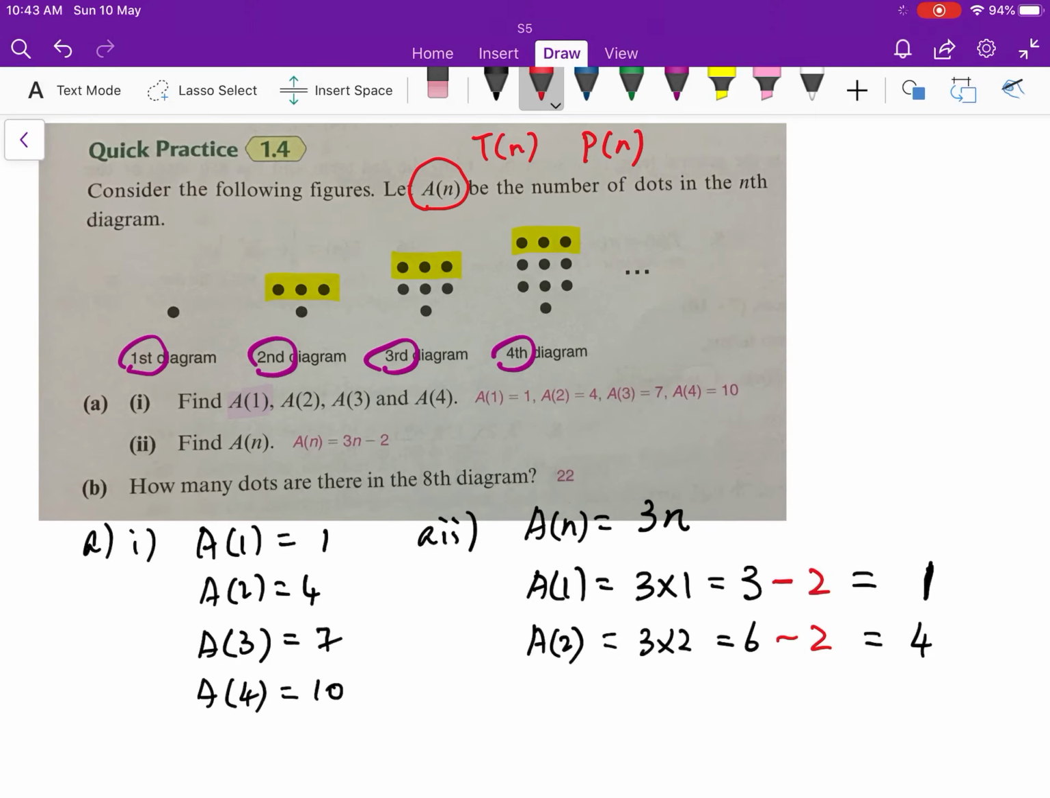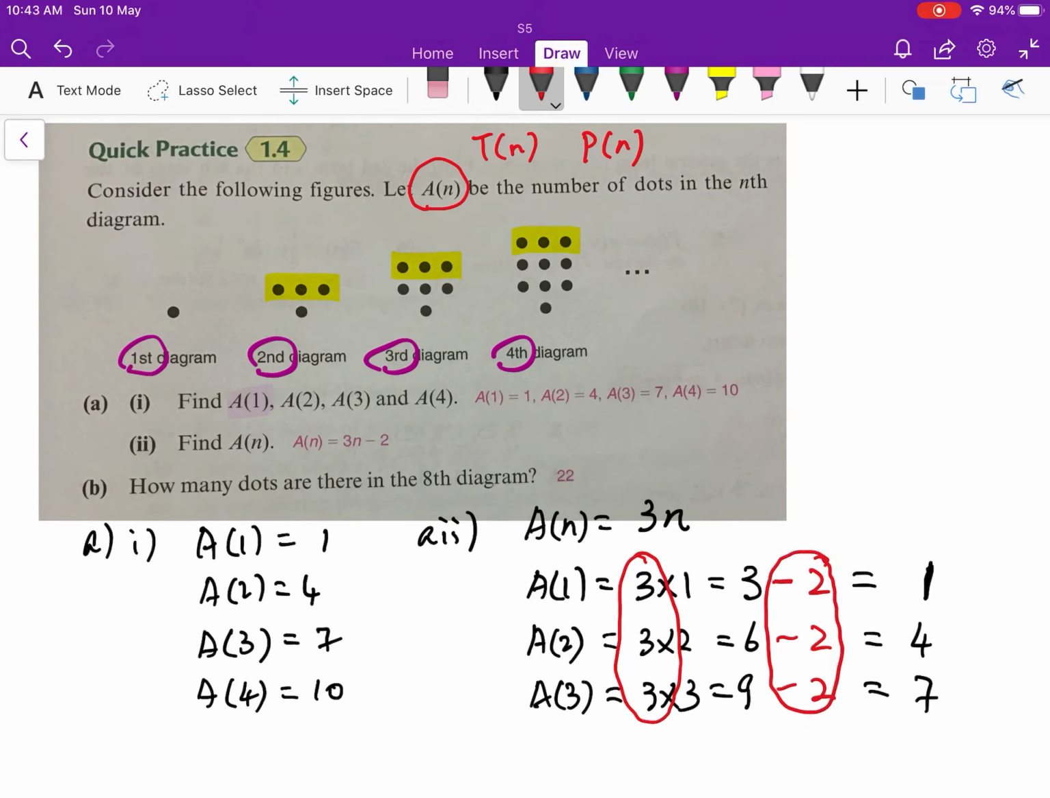See? Actually, they have a similar pattern. Try one more, A3, to show you. 3 times 3 is 9, but our answer is 7. How can we become 7? We just need to minus 2. See it? So besides multiplying by the same number 3, we also need to minus 2 to get the value we want. So the general term is not just 3n, we also need to minus 2.